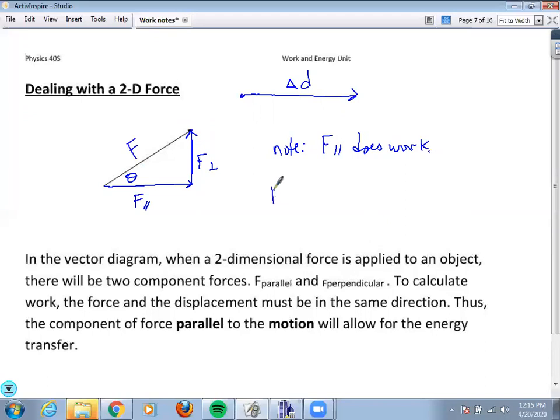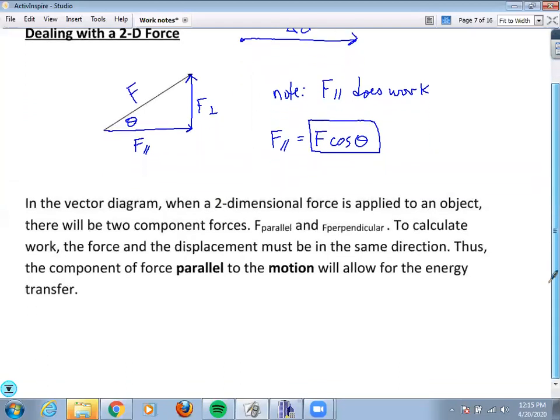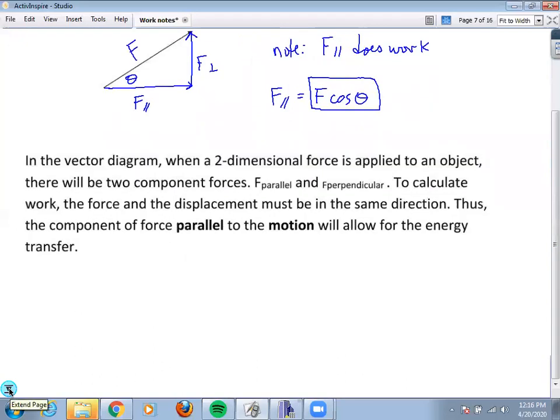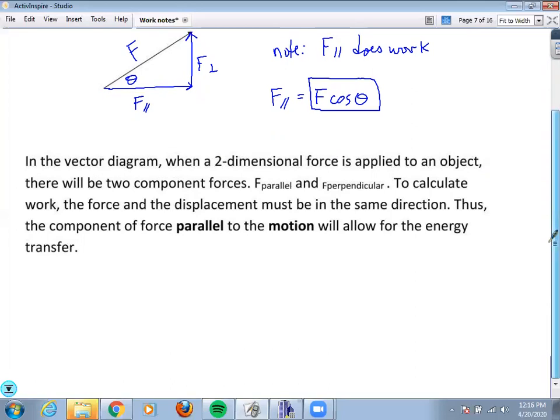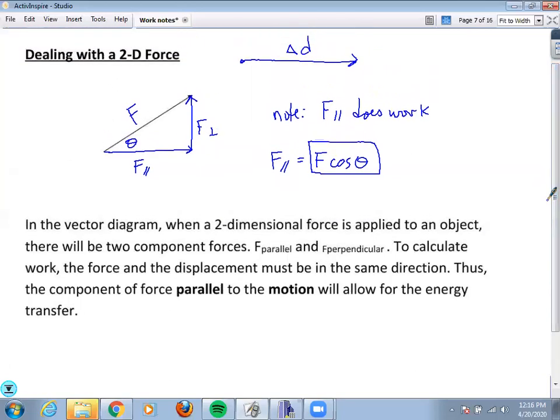So F parallel would equal F times cos theta. So we can essentially substitute that into our work calculation. So work, whoops, backing up. Again, just so we don't get confused, why is it cos theta? Because of course it's the adjacent side to theta.